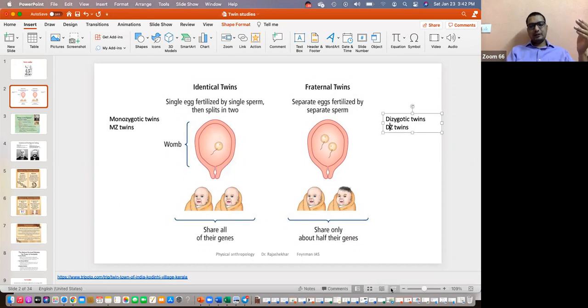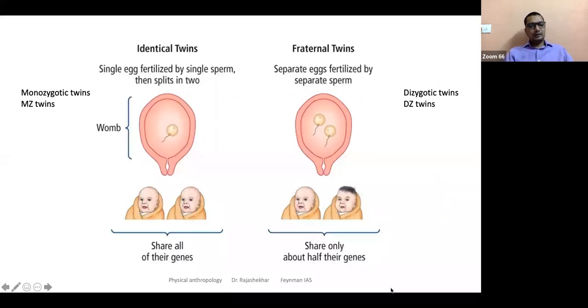We actually focus on utilizing these twins as a way to understand a few human characteristics. Okay? Sir, is there also a condition where identical plus fraternal twins happen together? Yes, very good question. Yes, it is possible because we may have these two situations combined together.